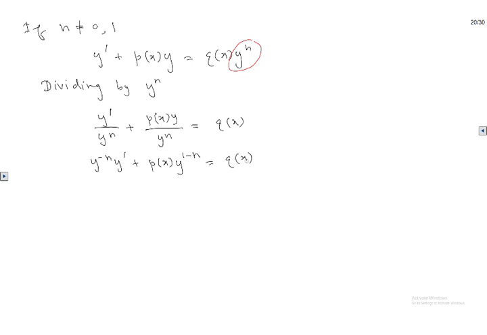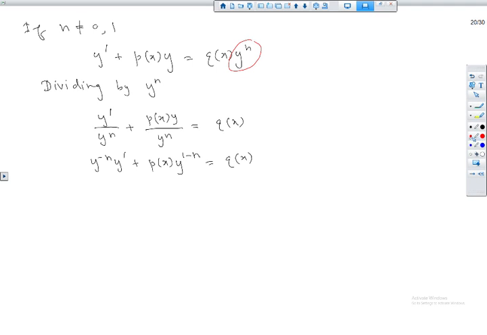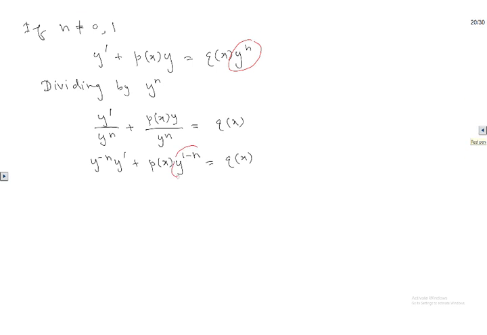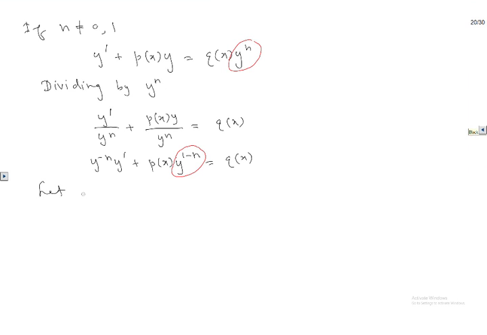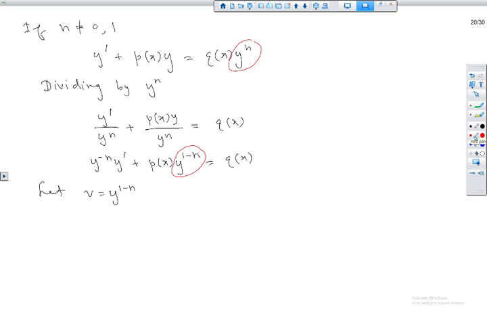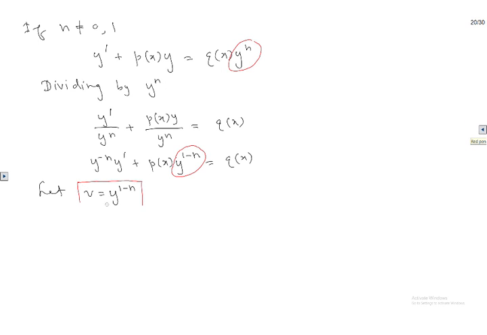Now the interesting part. We're going to make a special substitution right now. We can substitute for this term right here. We're going to call this term v. So let v equal y to the 1 minus n. That is the special substitution that we're going to use for the Bernoulli equation. It is always v equals y to the 1 minus n, always.